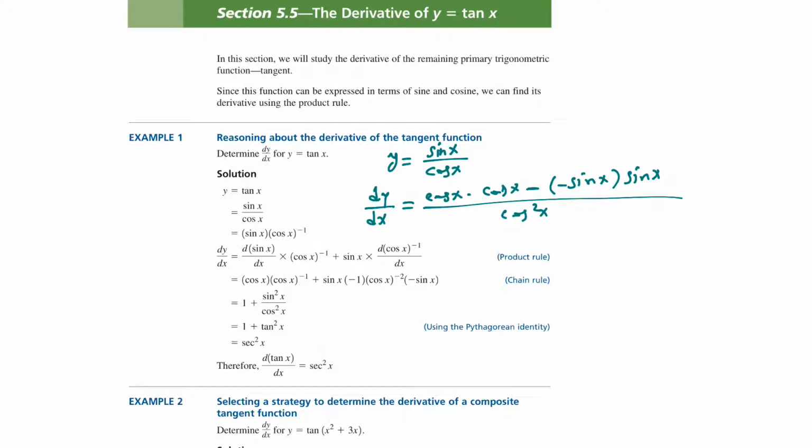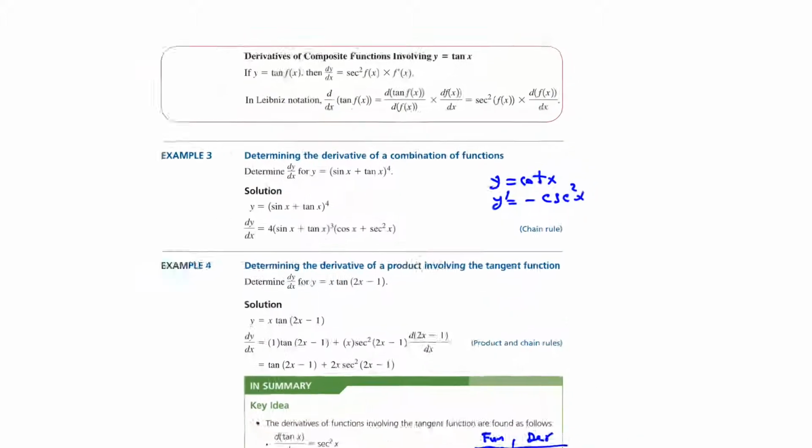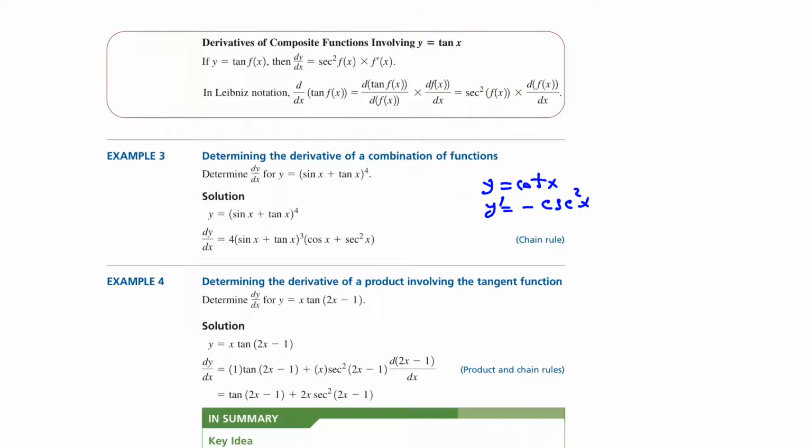This is going to be the same as 1 over cosine squared of x, using the fact that sine squared of x plus cosine squared of x, the numerator of the fraction is 1. Therefore, derivative of tangent of x with respect to x is secant squared of x.